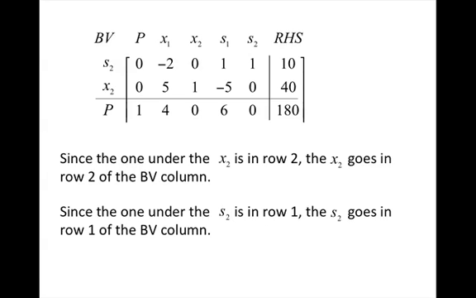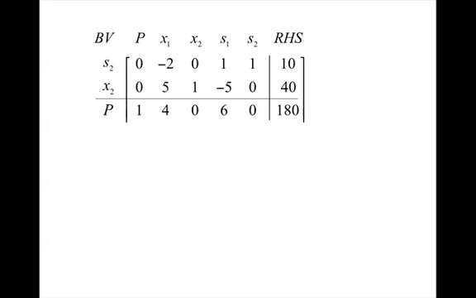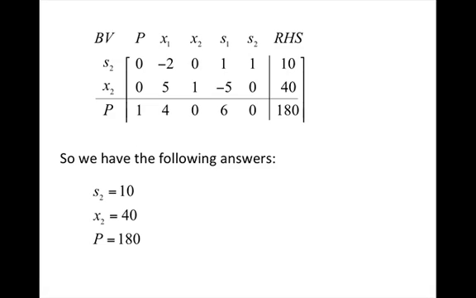Now to list my answers, s sub 2 equals 10, x sub 2 equals 40, and P equals 180. Just look at the right-hand side column in the same row as that basic variable. Now we don't care what the s's are, we just want the x's and the p's. And we don't have x sub 1 listed, so I do need to list it with my answers. So the x sub 1 was the 0, and the s sub 1 is also a 0.